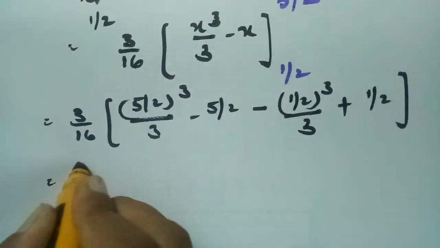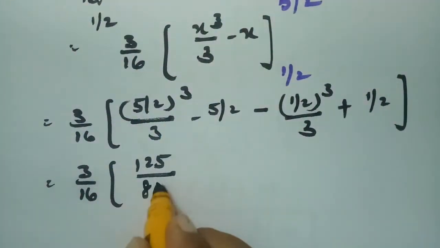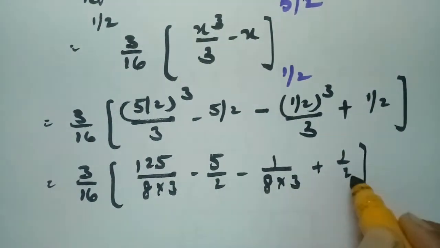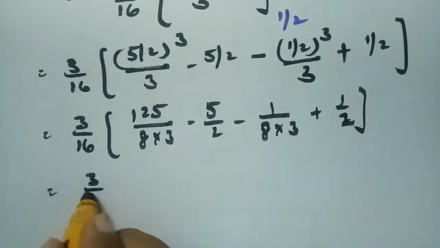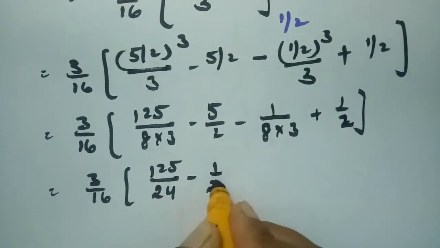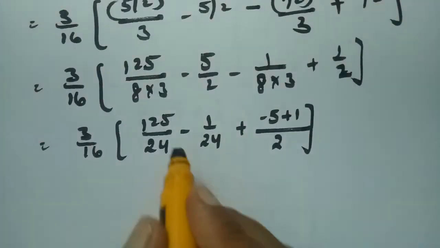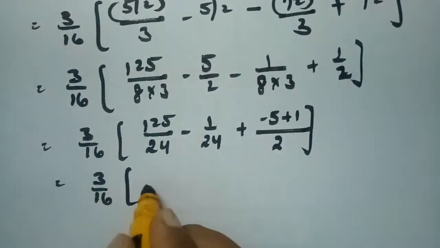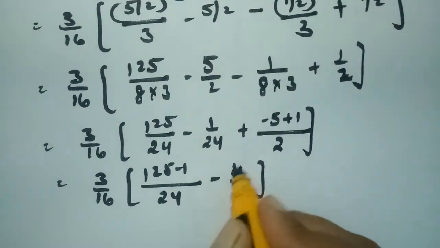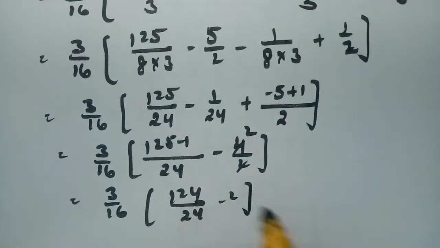And see what happens now. So this is going to become 3 by 16, and 5 cube, this is 125, 2 cube, this is 8, into 3, minus 5 by 2, and this is 1 by 8 into 3, plus this value is half. So this is equal to 3 by 16 times, this is 125 by 24, and this is 1 by 24. And here, if I take 2 as LCM, this is minus 5 plus 1. If I take 24 as LCM, this will be 125 minus 1, and this is minus 4 by 2, which is equal to 2. And this value is 3 by 16 times, this is 124 by 24 minus 2.